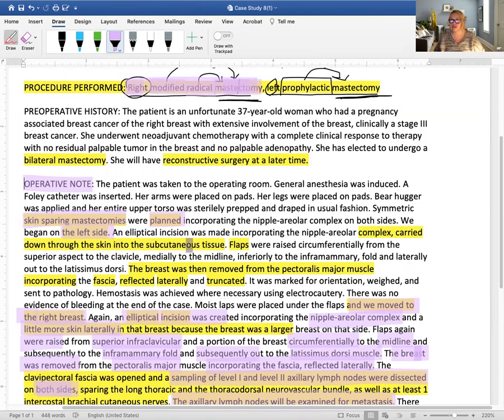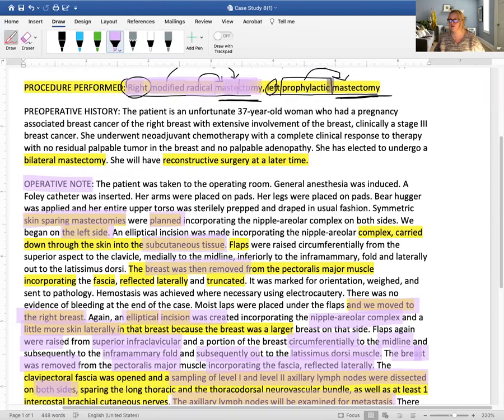It's carried down through the skin into the subcutaneous tissue. That's important to say, hey, it's not including the muscle. I want to confirm that, but so far, if it's carried through the subcutaneous tissue, that means the muscle is not involved. Flaps of the skin are raised. The location of that is being described. The breast was then removed.